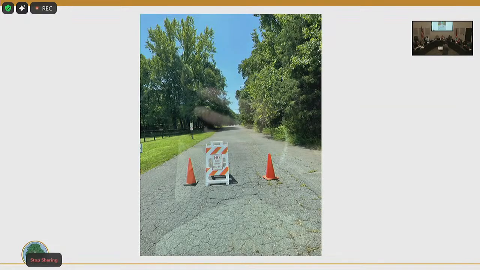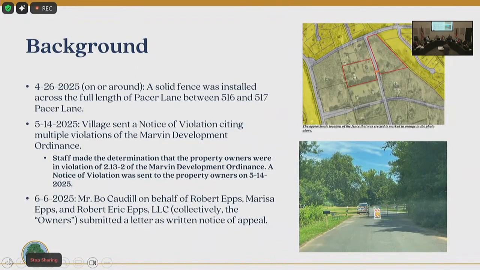Are you able to show the slide that has the overhead depiction, the satellite image again, of Pacer Lane? Was it one that was in? It's the one with the red outline, yeah. There you go, that's it right there.